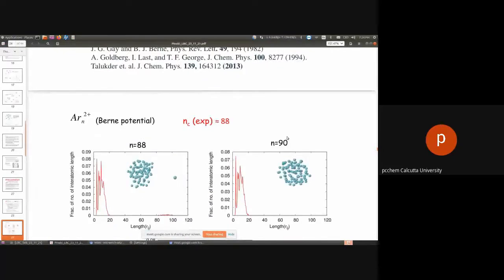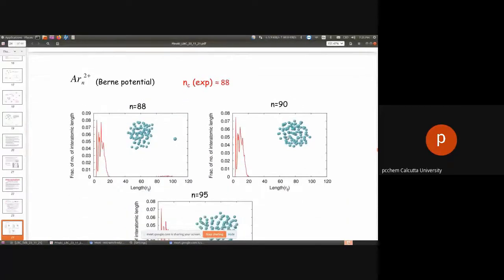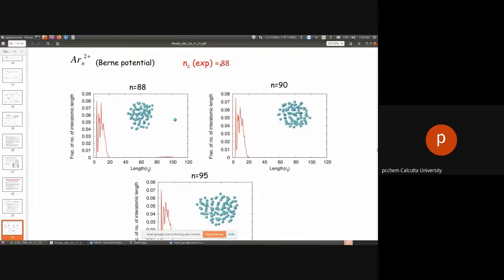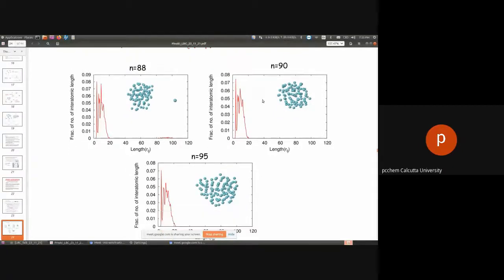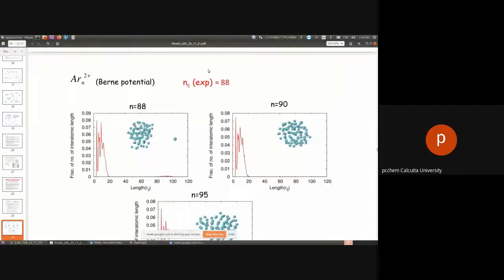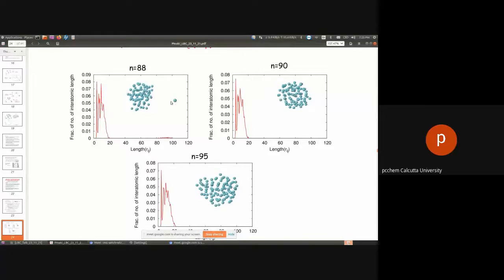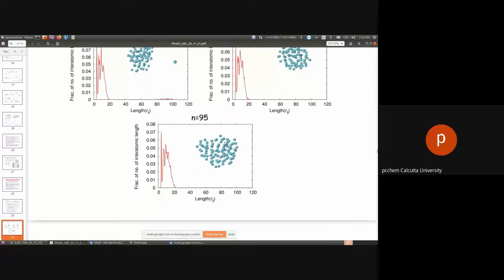Now straight away I will go to the results. Experimentally it's around 88, 90. So I'll just show you 3 snapshots where, with one of the potentials, the Brabourne potential, one atom is being ejected out. 90 basically is where you get this compactness, and above that the compactness remains.